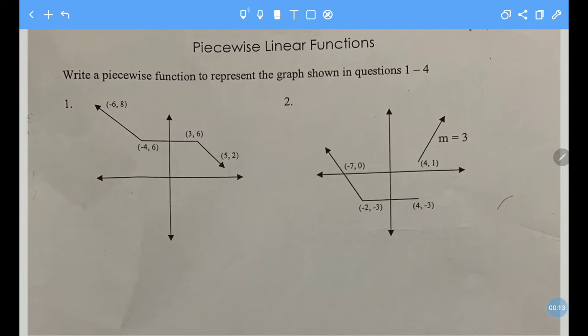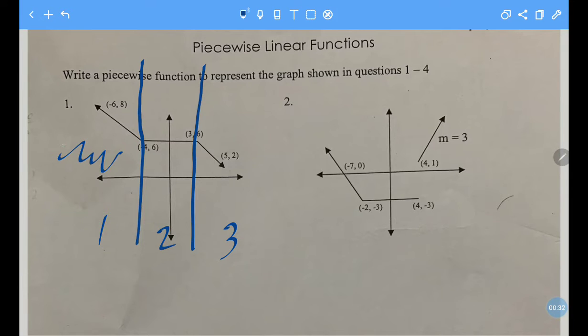So these are called piecewise functions, so here's some things I want you to know. I'm going to draw some vertical lines. This is going to have three pieces, 1, 2, 3. You're going to get a rule on this part and write an equation, and it's going to stop at this x value, which looks like it's -4. Then you have part 2, so we're going to write an equation for that one, and then one for the last one. So, 1, 2, 3. Let's give this a shot.